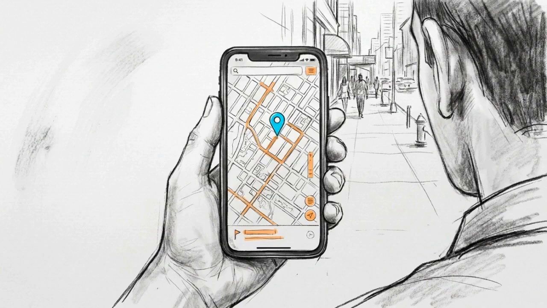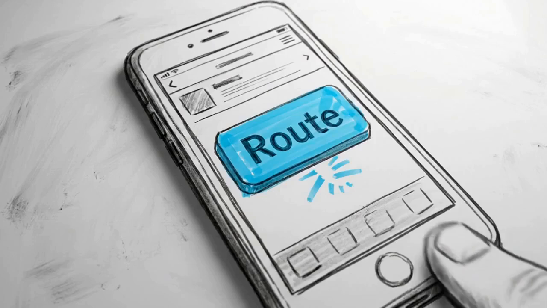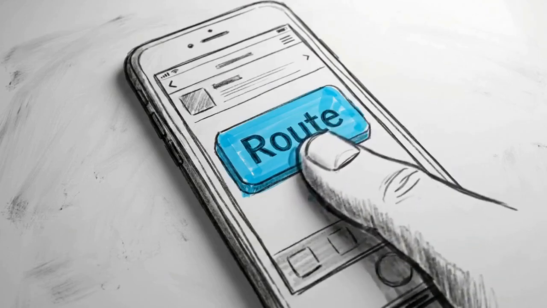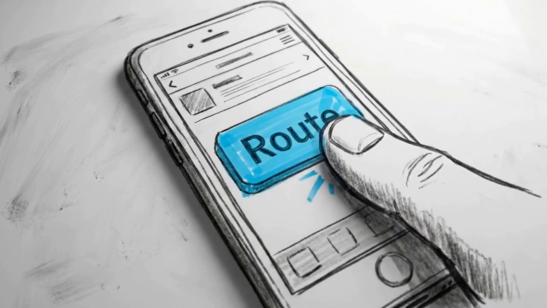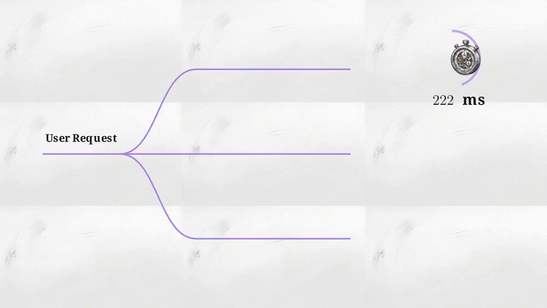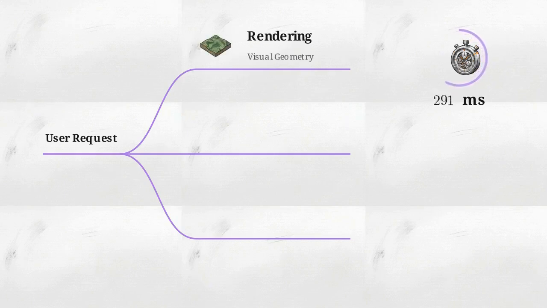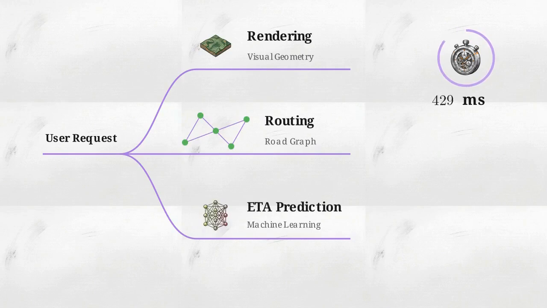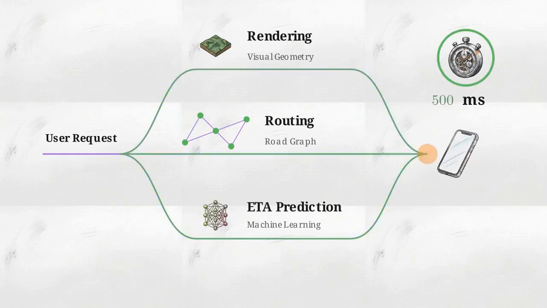When you pull out your phone and ask for directions, you expect an immediate answer. But the moment your thumb hits the route button, you trigger one of the most complex orchestration events in modern computer science. The system has a hard latency budget of exactly 500 milliseconds to fetch the map, calculate your path, and predict traffic. Therefore, the architecture splits your request into 3 parallel streams: rendering visual geometry, querying the road graph, and running machine learning ETA models.